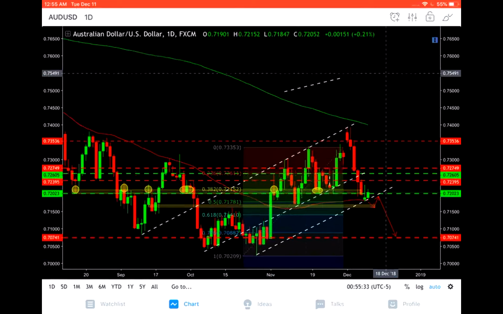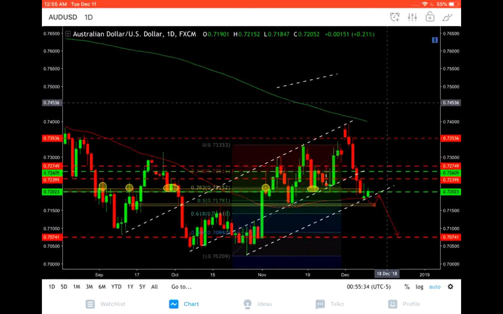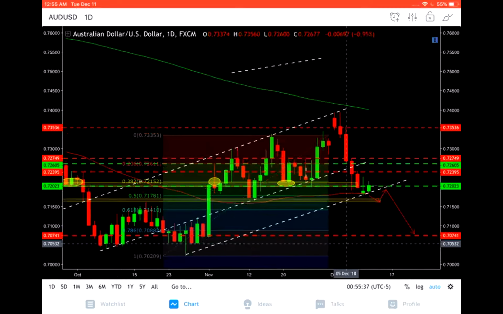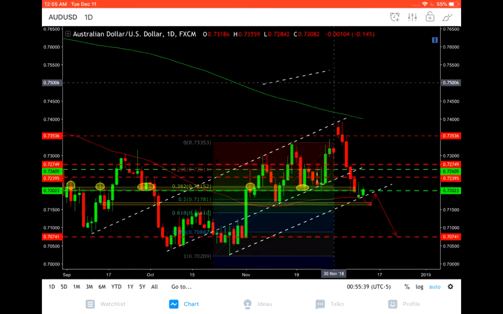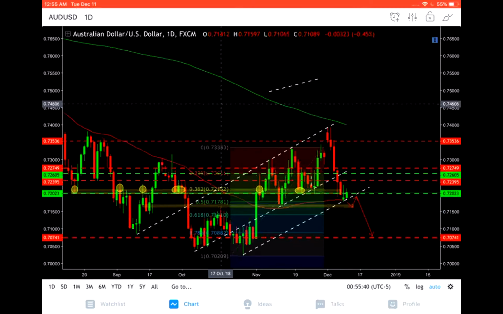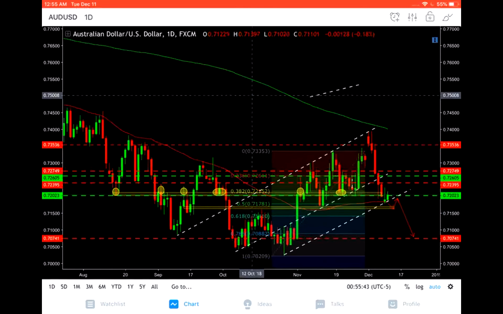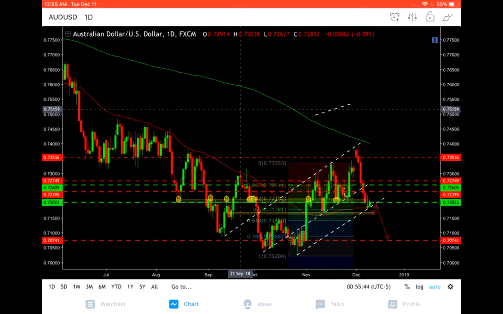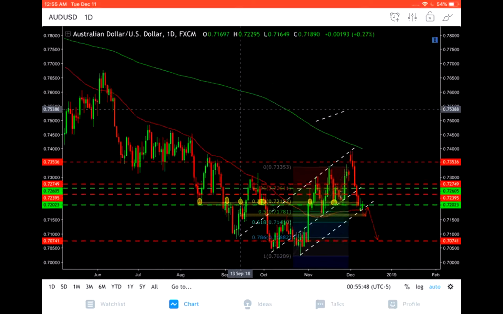Compress your chart real quick. Let's look at what's happening. No, compress it. Make it smaller. So we have the market dropping, right? Why am I not able to draw? Hold on.